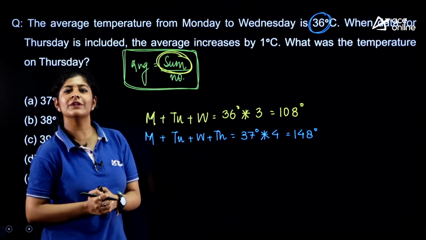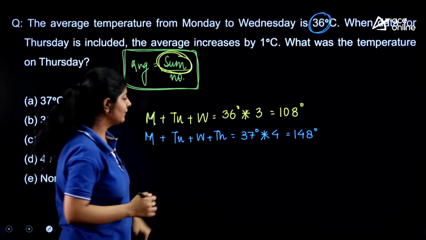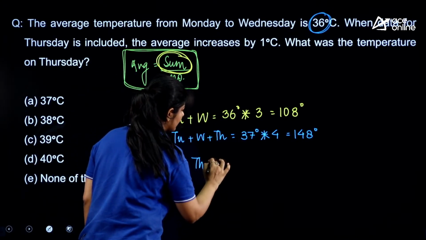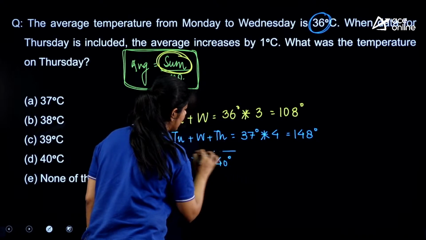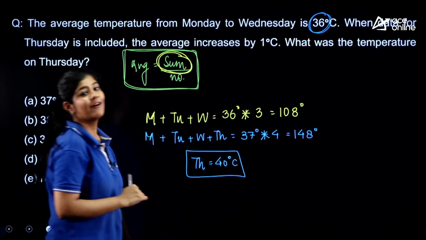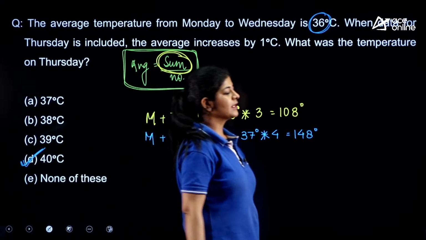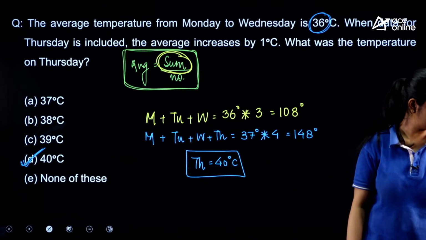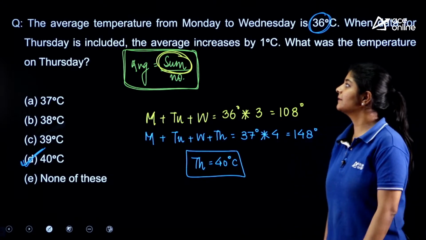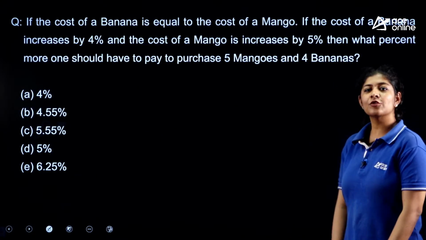Now what we do? We just simply subtract these terms, and what we will get? We will get the temperature on Thursday is nothing but equal to 40 degrees Celsius. That is 40 degrees Celsius. Option number D is the correct one. Option number D is the correct one. Clear? Next.